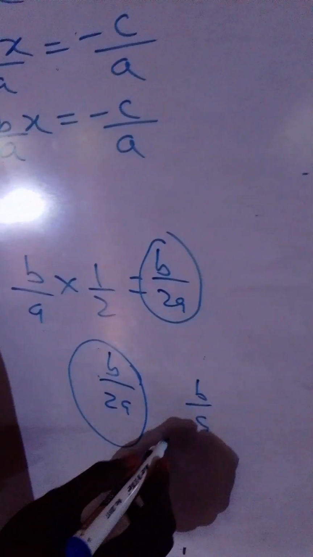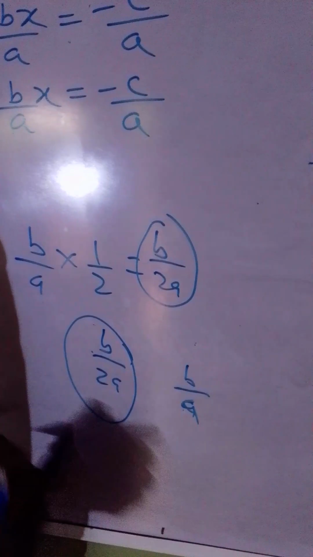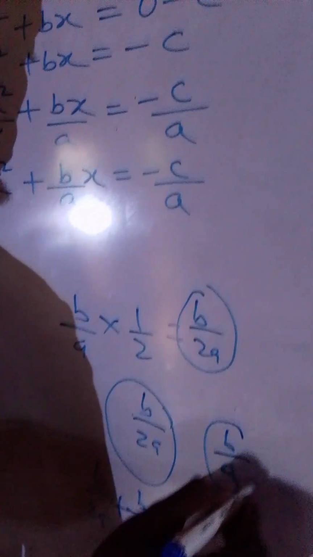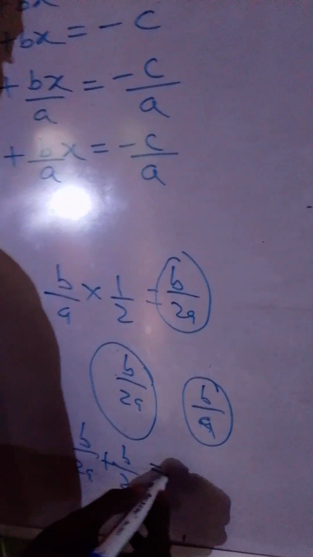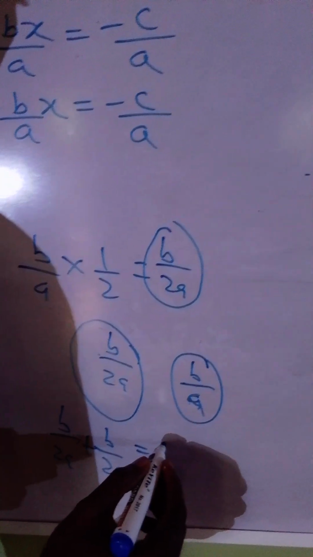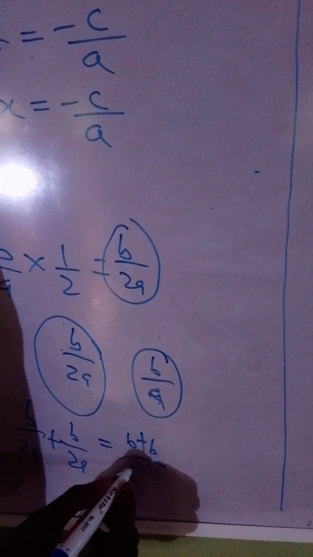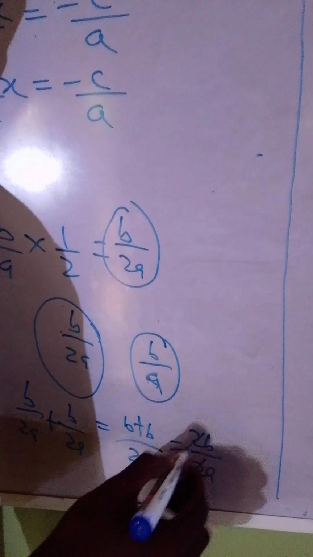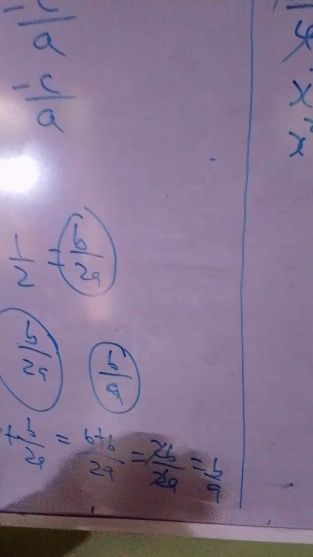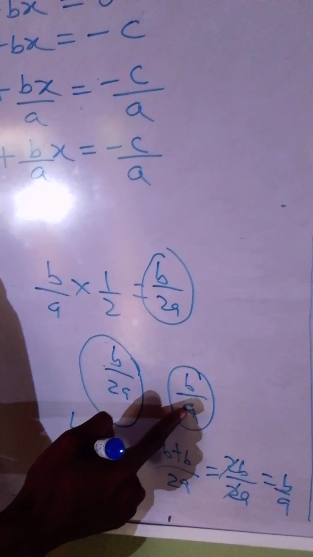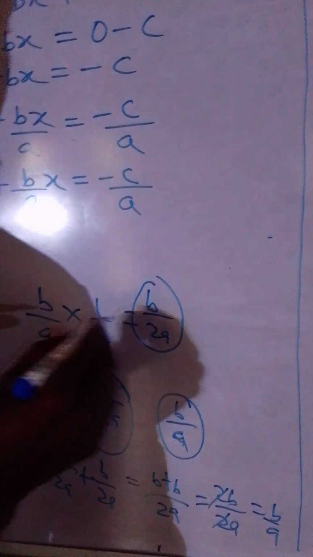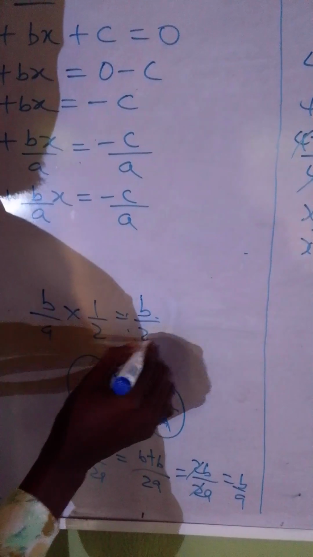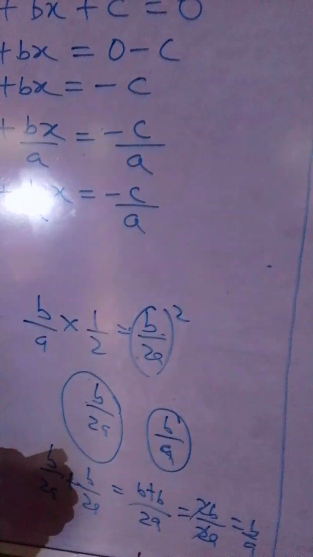Now, let's come back here. So b over 2a is half of b over a. Meaning that if I say b over 2a plus b over 2a, it should give me b over a. Alright, so I have b plus b over, we have a common denominator which is 2a. So b plus b is 2b over 2a. 2 cancels 2. We have b over a. You can see that b over 2a is half of b over a. So what will I do now? The next thing to do is to square. So I have b over 2a squared.